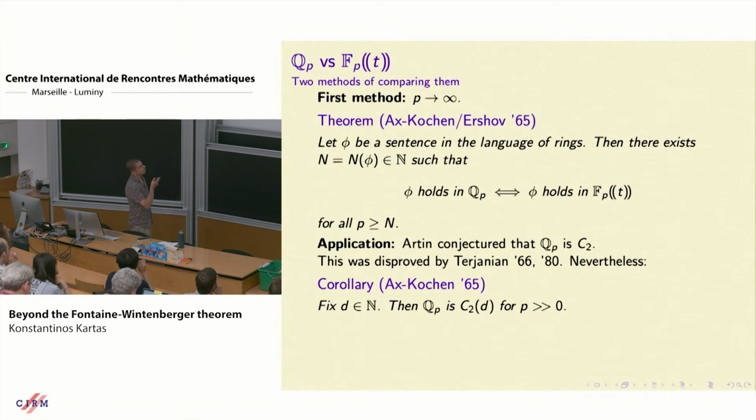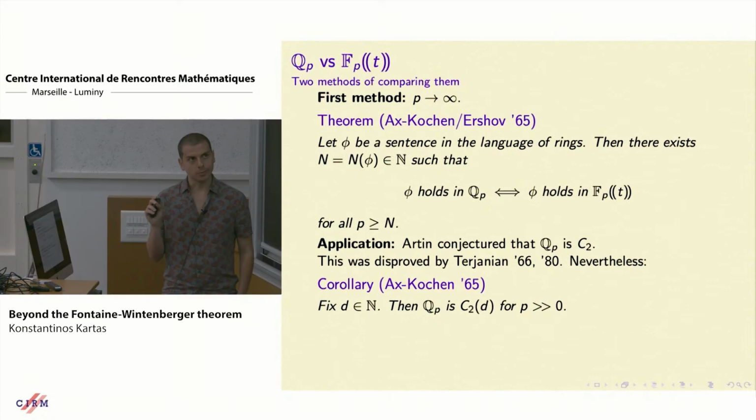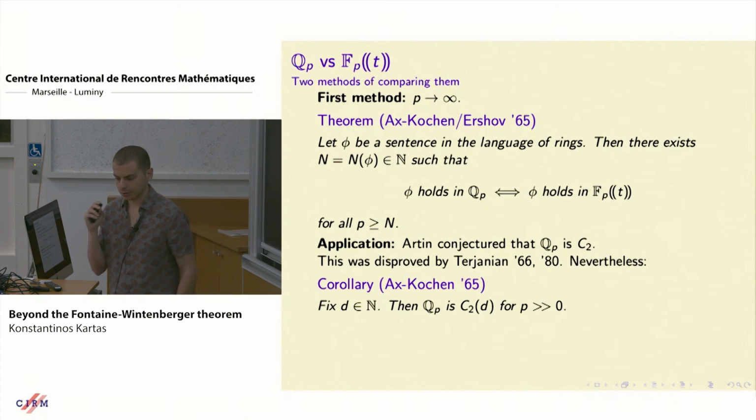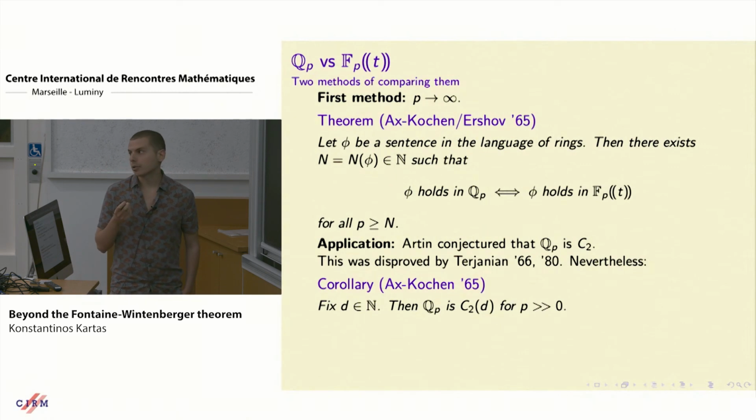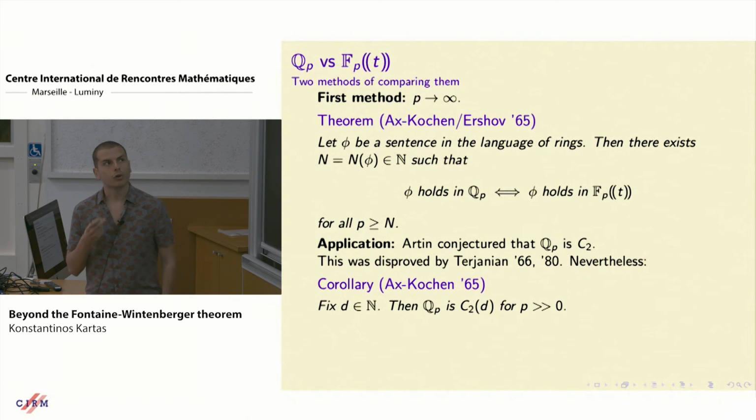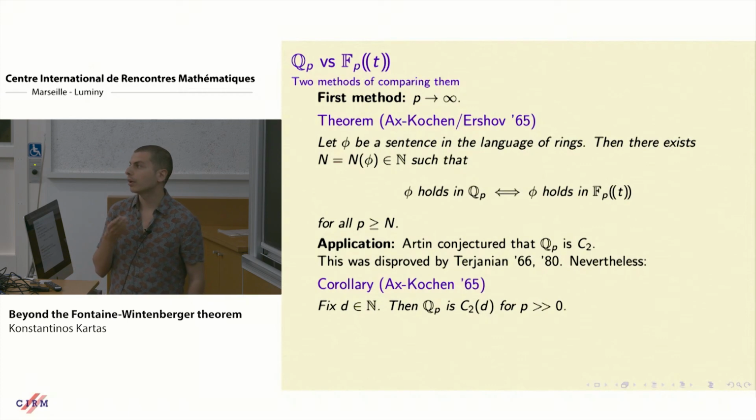But by using this asymptotic transfer principle, Ax and Kochen showed an asymptotic version of that, but it's important what the word asymptotic means here. It certainly does not mean that Qp is asymptotically C2, that's simply false. What it means is that if you fix the degree of the hypersurface, then for all sufficiently large primes, Qp will admit rational points in hypersurfaces of that type.